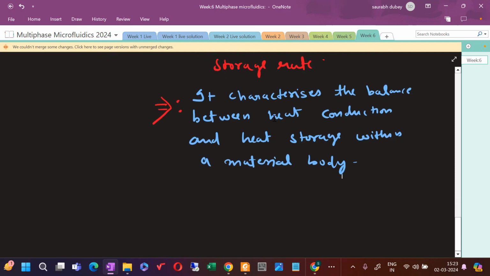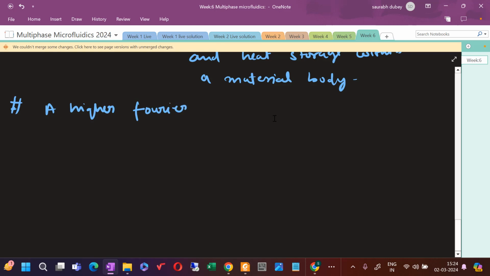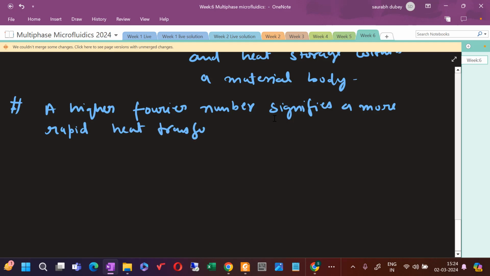So here the Fourier number is high. So what is the case? A higher Fourier number signifies a more rapid heat transfer through the body. So if it is high, more rate of heat transfer will be available.